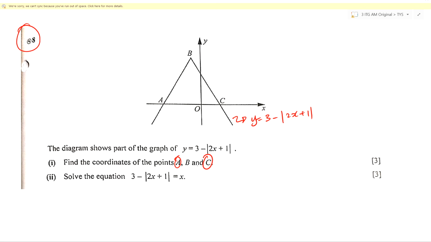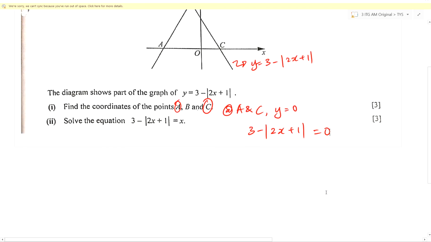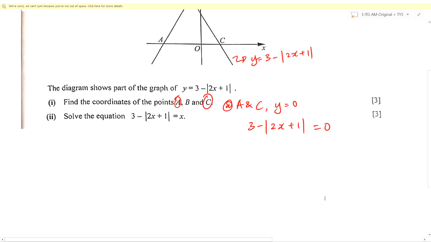Okay? So at points A and C, y equals 0, because they are on the x-axis. So our equation is 3 minus |2x plus 1| equals 0. Now we are solving a modulus equation: |2x plus 1| equals 3. As mentioned, whenever you are solving modulus equations, just know that there are two possible paths that we can take.